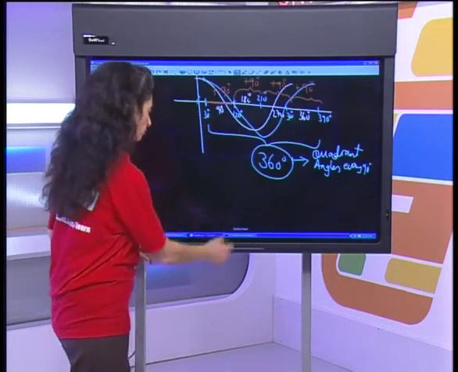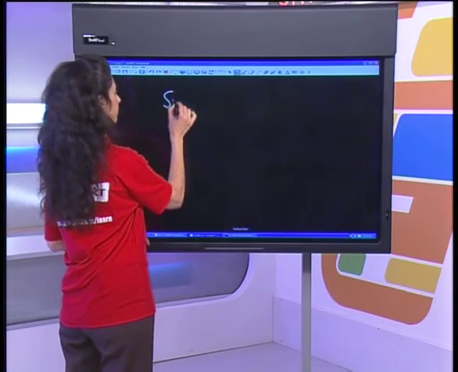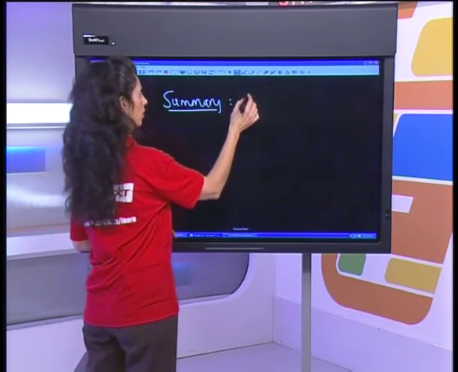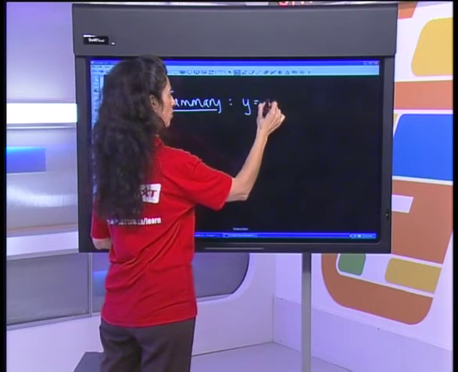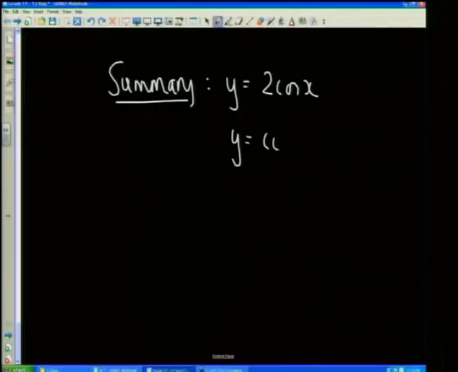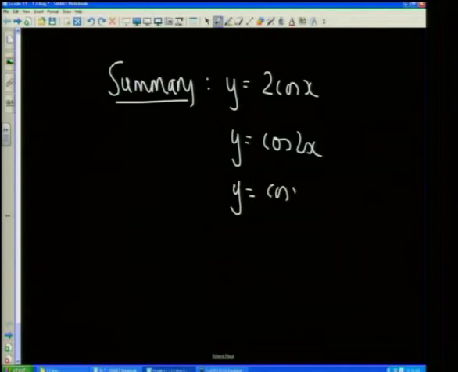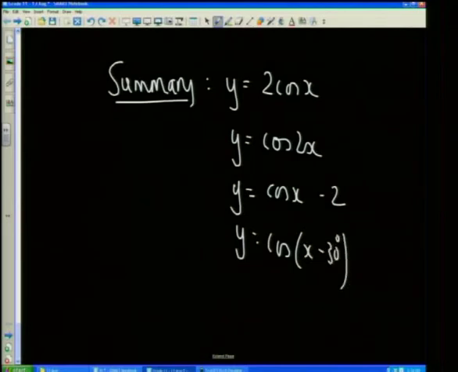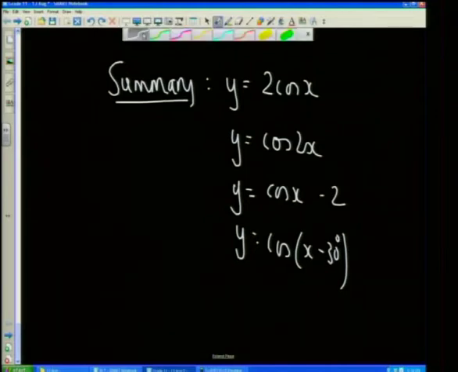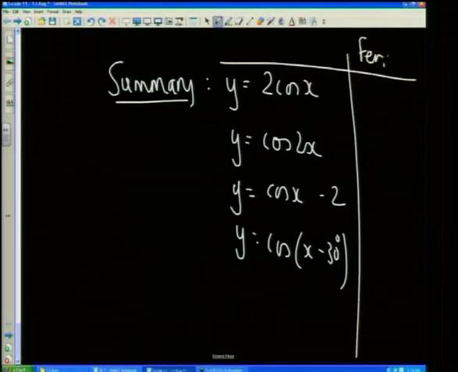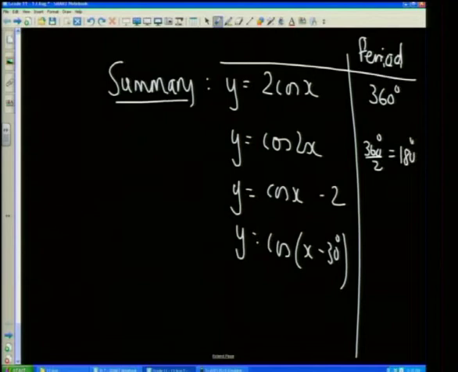Okay, so to summarize then, we would get y equals 2 cos x, we would get y equals cos 2x, we would get y equals cos x minus 2, and we would get y equals cos of x minus 30 degrees. Okay, so what is the period in each case? Let's write down what the period would be. Cos x, 1x, period is 360. Cos 2x, coefficient of x is 2, so the period is parent divided by 2, which is 180. 1x, period is 360. 1x, period is 360.